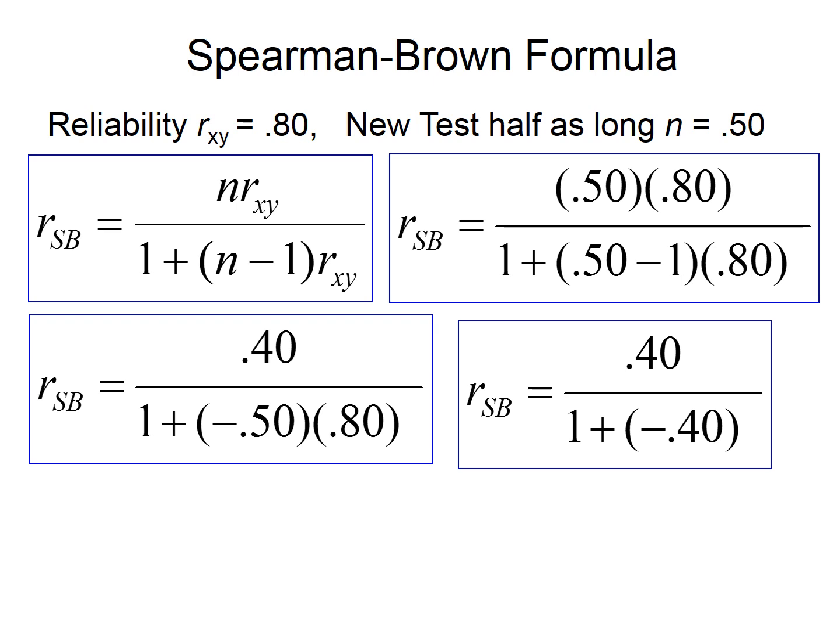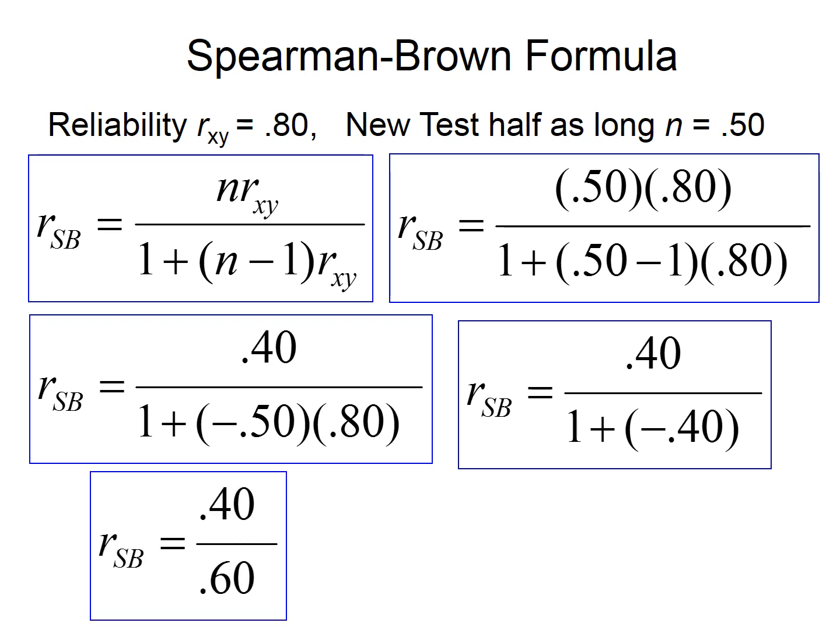I'm sorry, I probably should have been clicking these forward while I was talking, but here's the examples of going through the math and that final result. So again, the N is going 0.5 and the RXY is 0.8.